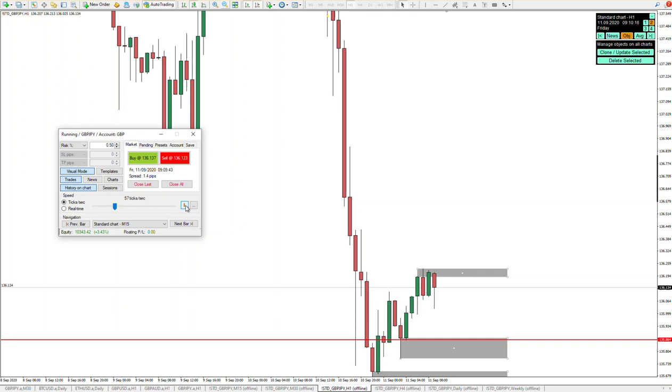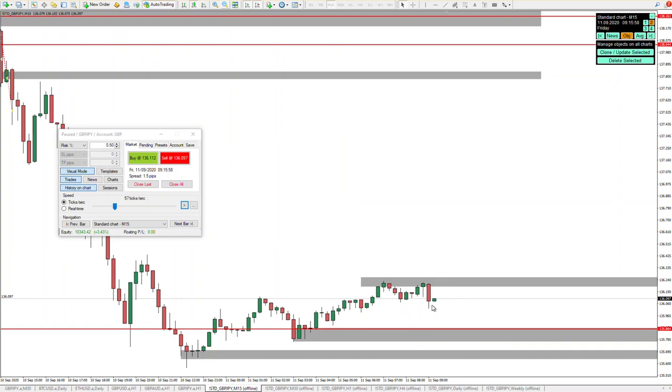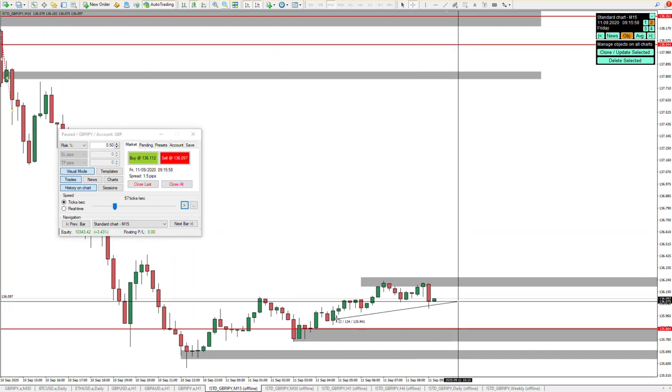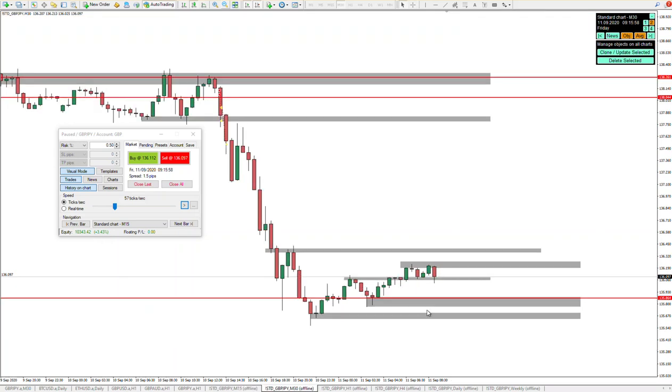Frankfurt open. $13, $14, and the close of the M15 looks like that. Broke this support. Support there at 5 pips, support there at 15 pips, support there at 1 pip. No, I won't do anything right now. Let's await the next candle close.